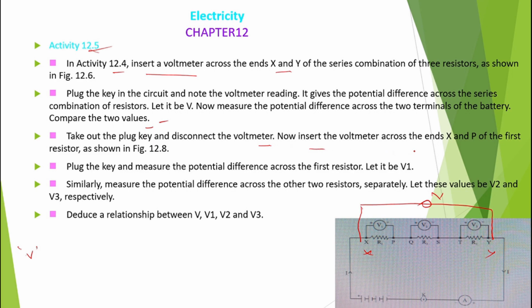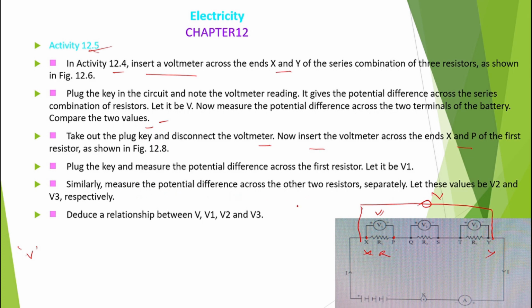Now insert the voltmeter across the ends X and P. This is X and P. This is one resistor, R1. So to measure this R1 potential difference, you connect one voltmeter between these two points. Okay. Plug the key, measure the potential difference. Let it be V1. This is V1.